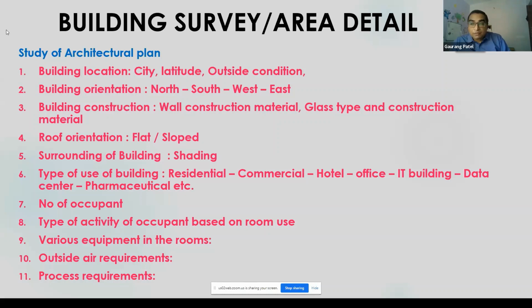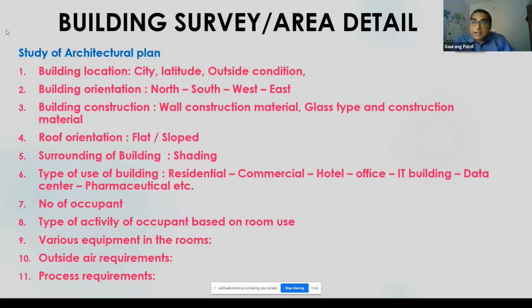Then outside air requirements. This is a very critical one. As we go ahead, we will learn more about the importance of outside air. In the case of COVID right now, you should be in well ventilated areas. You should not be in any confined areas. If you are in a confined area, wear a mask and take all precautions. But if you are in a well ventilated area, the chances of COVID go down.